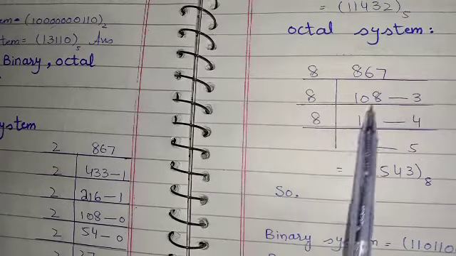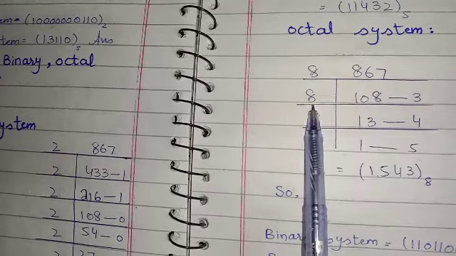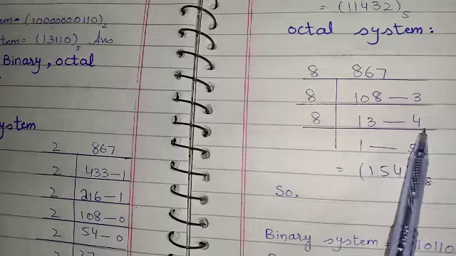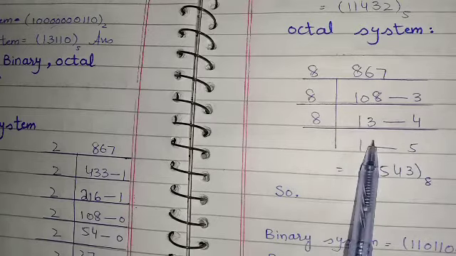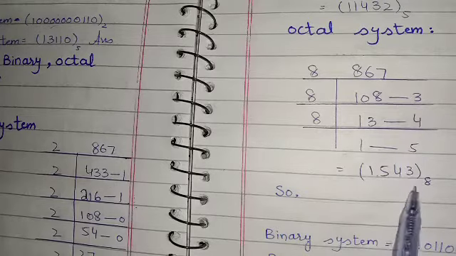8 ones are 8, there makes 2, carry with 8, here makes 28. 8 3s are 24 and 4 will be left, it will write here. 8 ones are 8, there left 5, so we'll write here. The answer is 1543 with base 8.